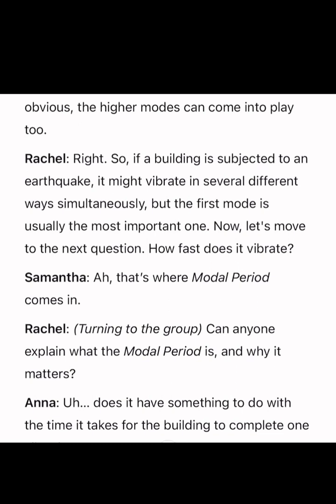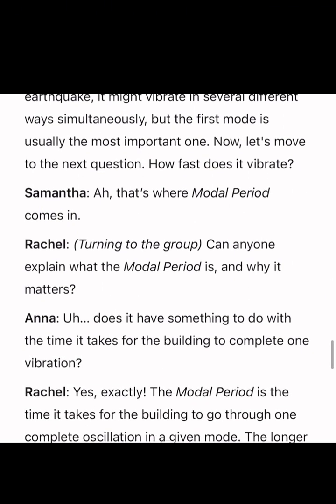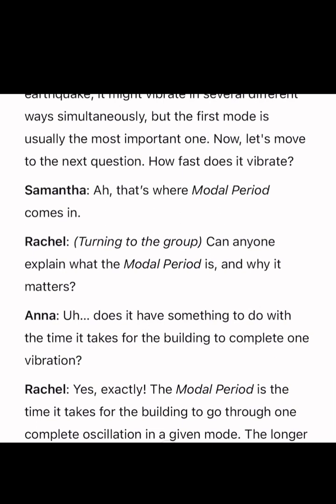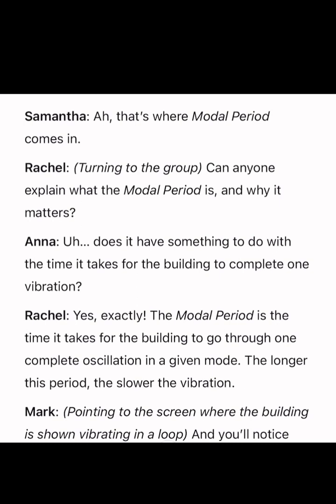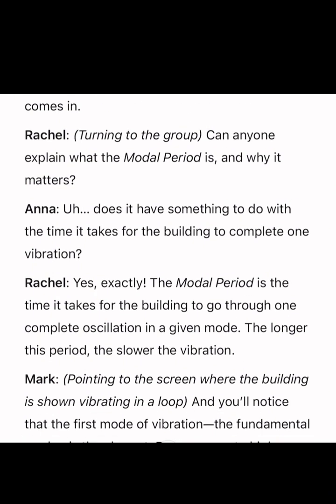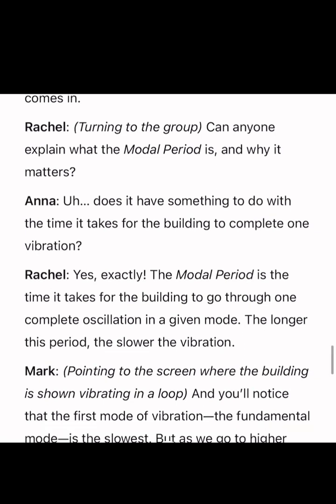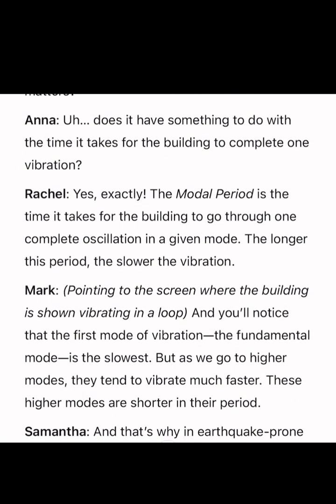Now let's move to the next question: how fast does it vibrate? That's where the modal period comes in. Can anyone explain what the modal period is and why it matters? Does it have something to do with the time it takes for the building to complete one vibration? Yes, exactly. The modal period is the time it takes for the building to go through one complete oscillation in a given mode.